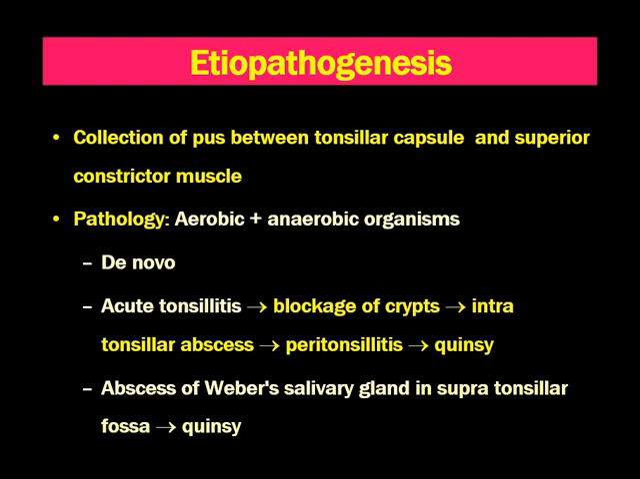As I already told, the upper pole of the tonsil is made up of loose areolar tissue, and the infection can spread or the pus can expand in the upper pole area and can reach up to the intertonsillar pillar and the soft palate, and there will be bulge in the soft palate.